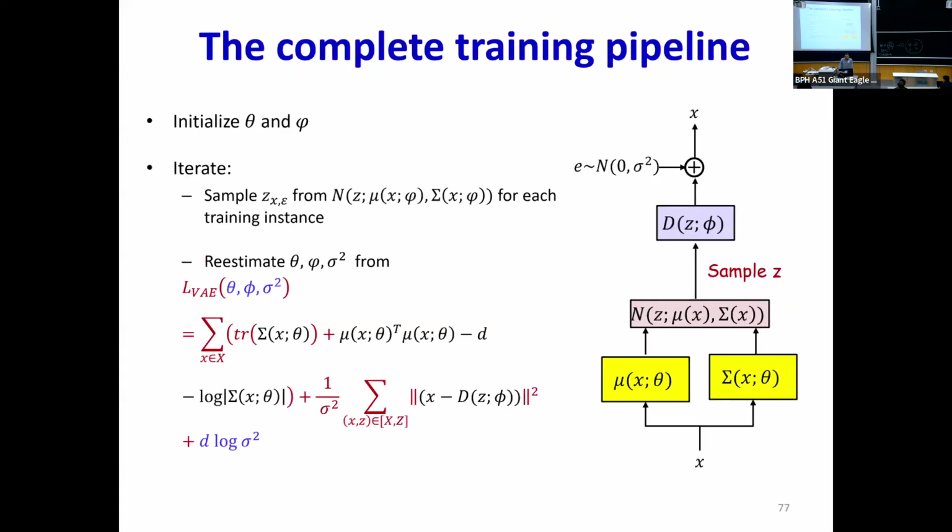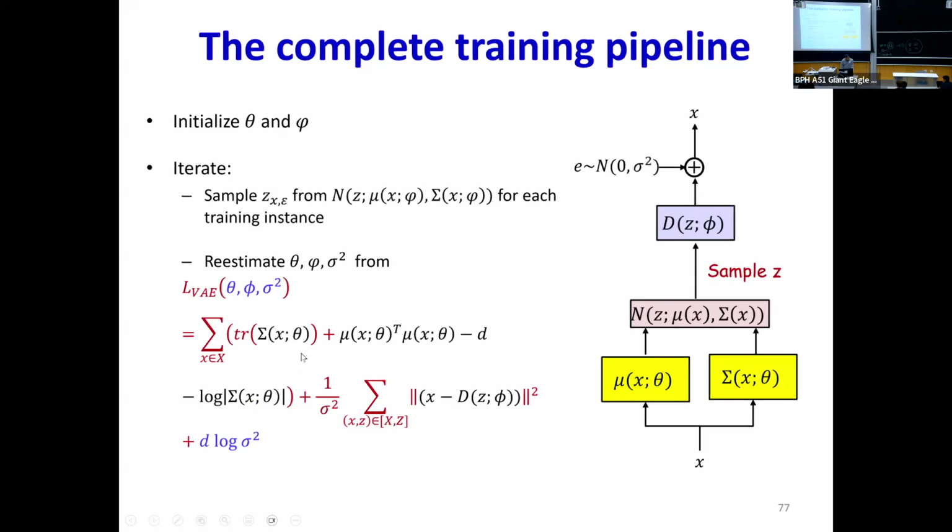And so here is the overall process for training the variational autoencoder. I'm going to initialize the decoder and encoder parameters. Then for each x, I pass x through the encoder, which computes the mean and the variance and gives me a Gaussian. I'm going to sample a z from this Gaussian, and I'm going to pass it through the decoder. That gives me an x hat.